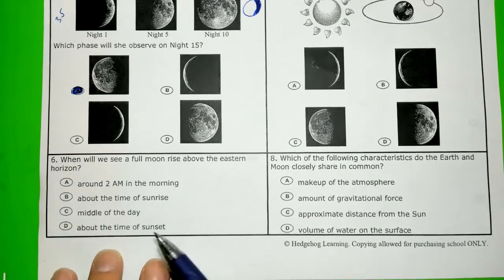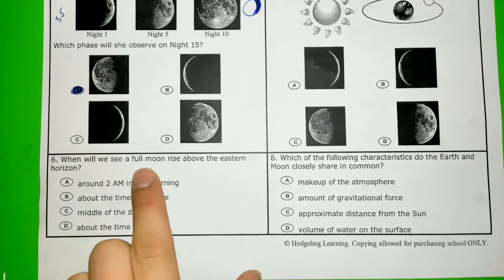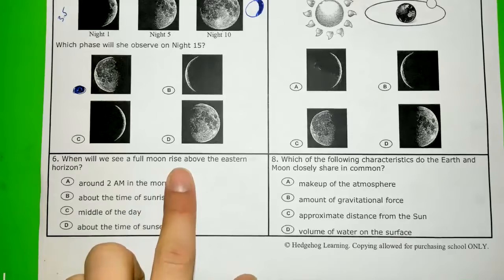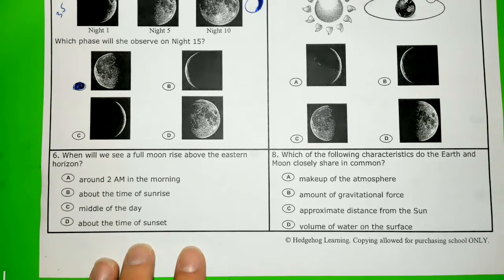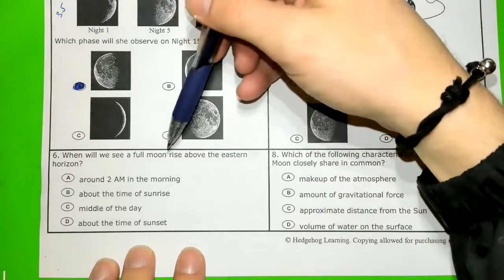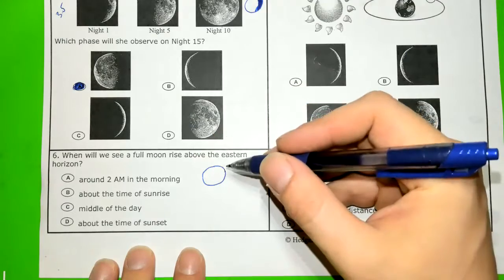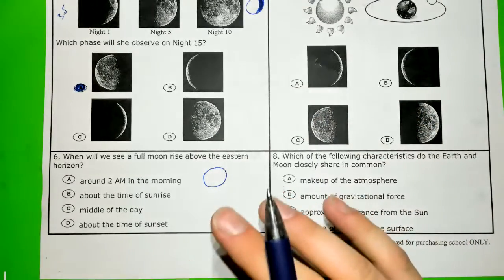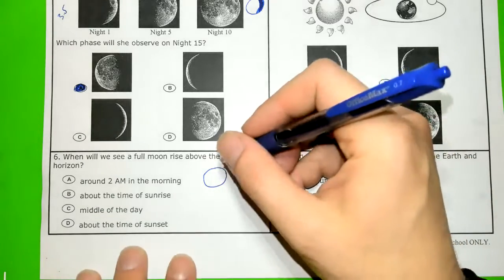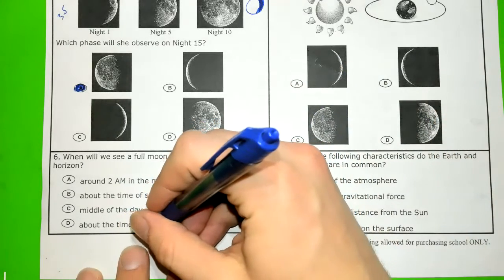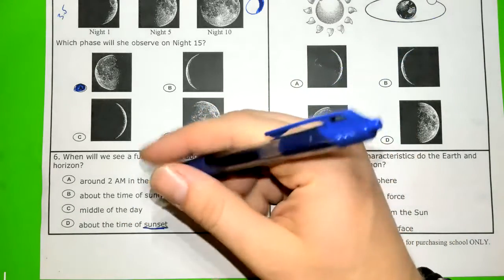All right, so number 6. When we see the full moon rise above the eastern horizon, when will you see the full moon rise above the eastern horizon? Whenever you guys see the full moon, that means that you're seeing all of the moon surface lit up. So we're getting a really good reflection of the moon off the sun's surface. So in order for it to be rising as a full moon, that means that you're going to have to be able to see the moon around sunset. You're also going to be able to see it set around sunrise.